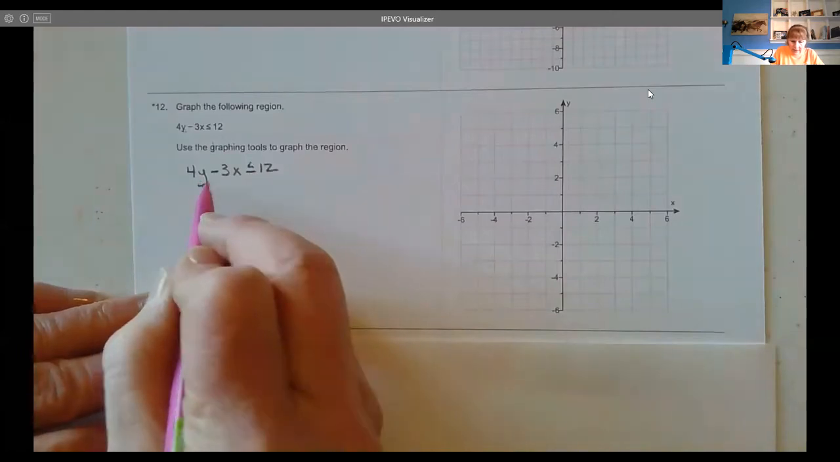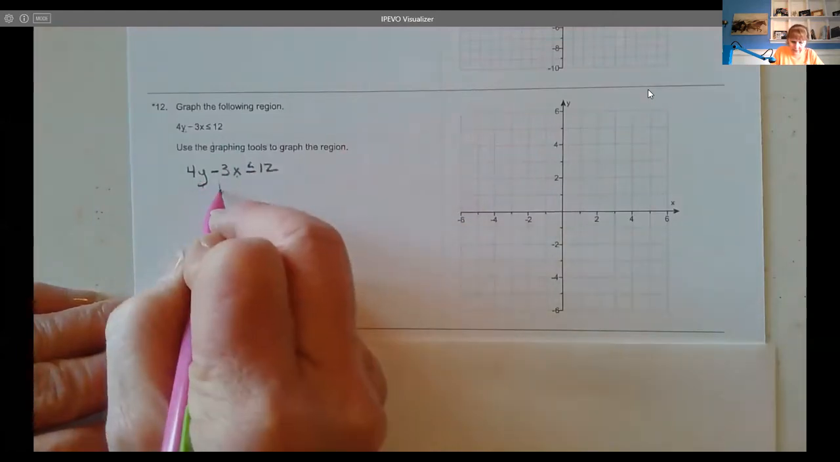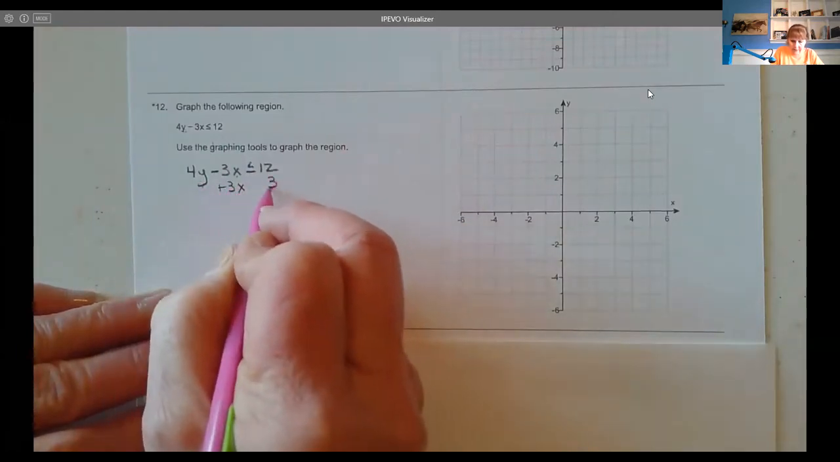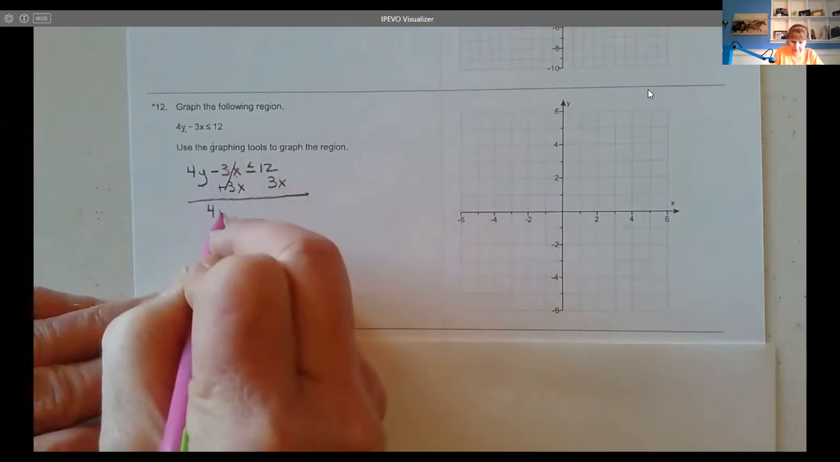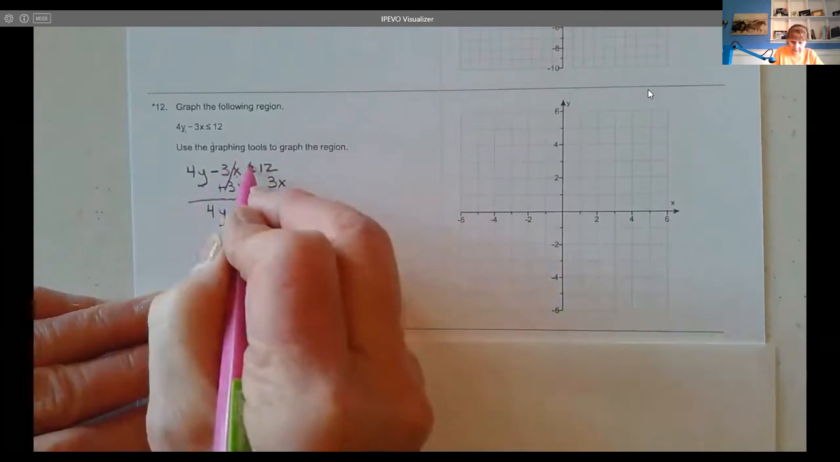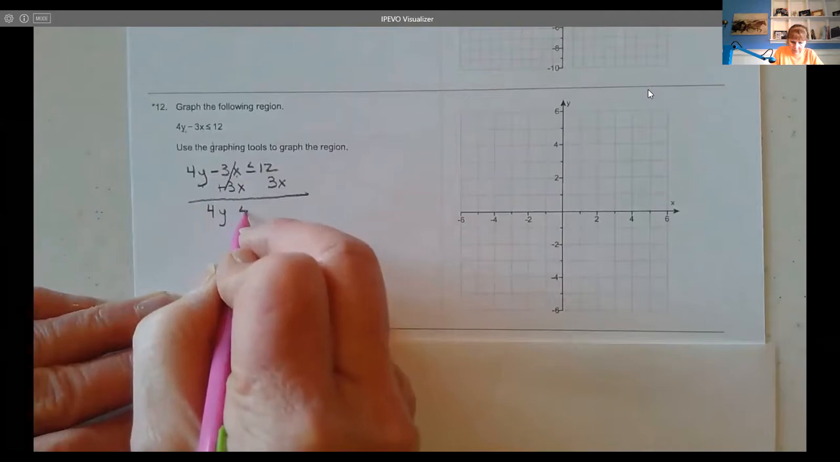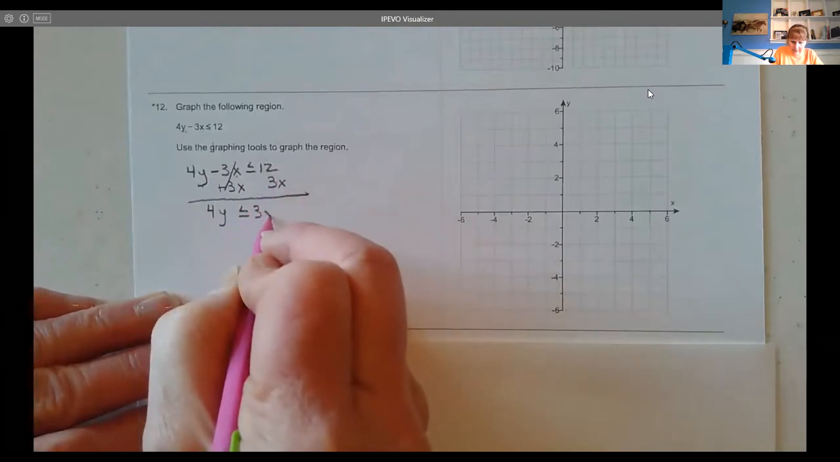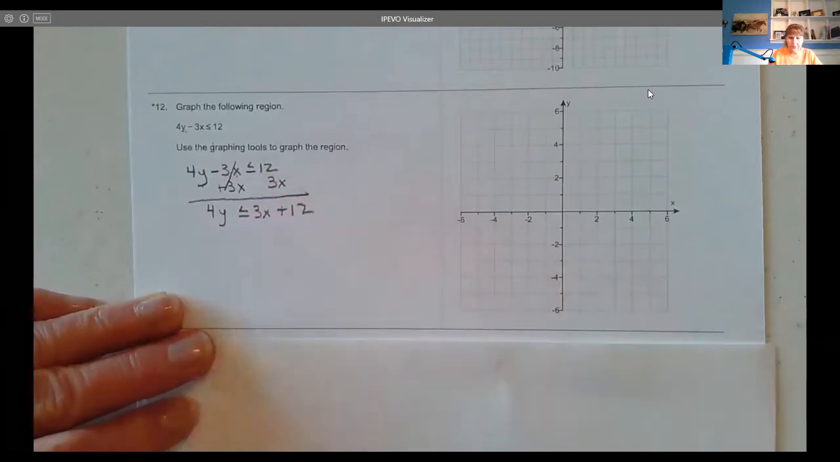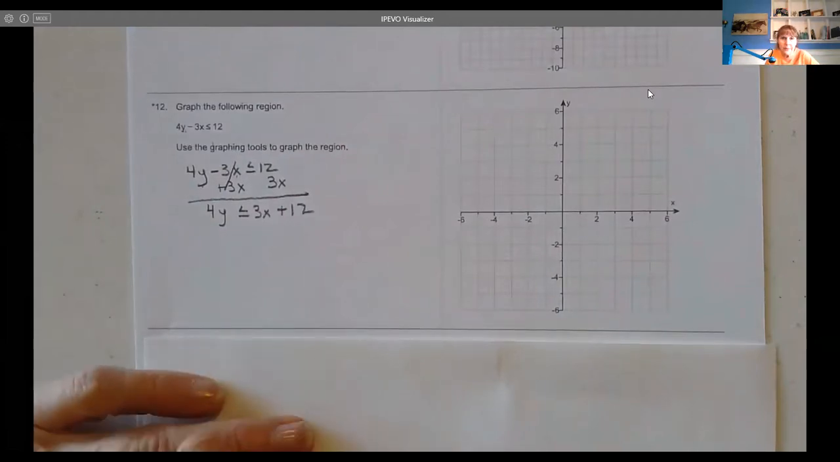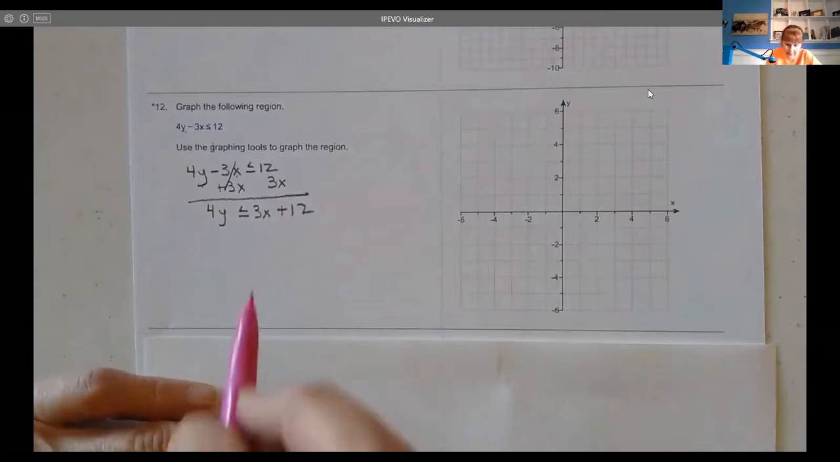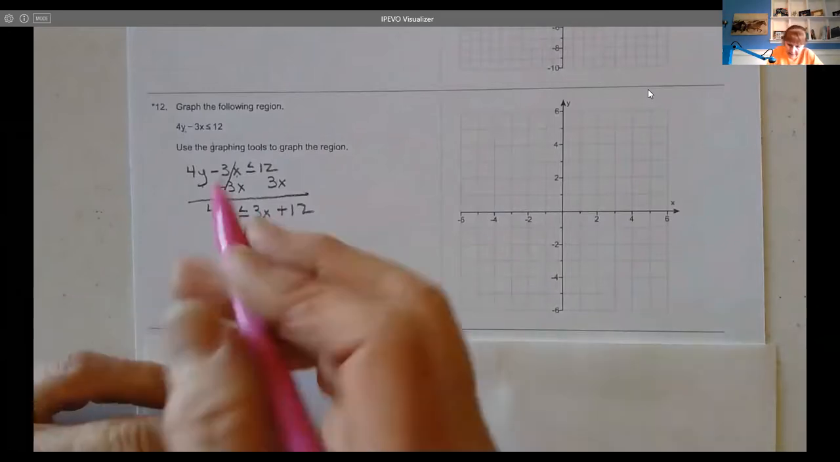We want that by itself, so we're going to get rid of the x. That's always our first step. We'll add 3x, the opposite. 4y is left on the left, less than or equal to 3x plus 12. And I'm going to put the 3x in front of the 12. You don't have to. 12 plus 3x is not wrong. It's just kind of easier to see what the b is and what the slope is if you put the x first. All right, now let's divide by 4.